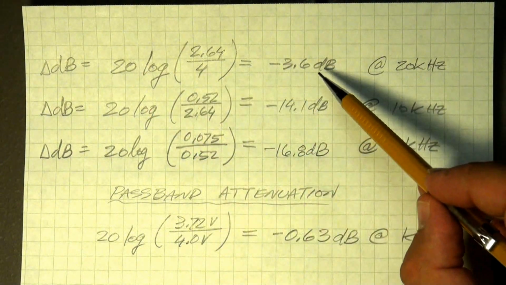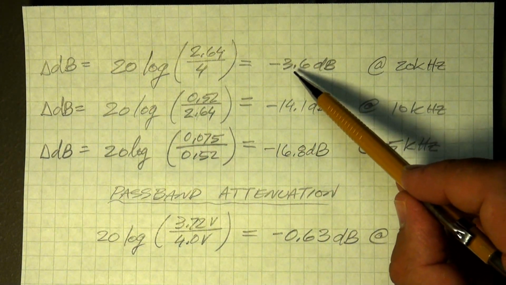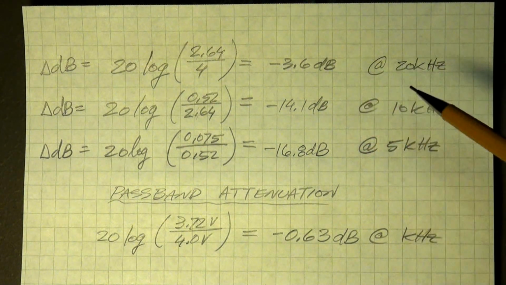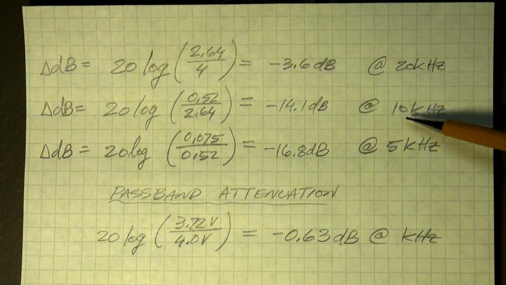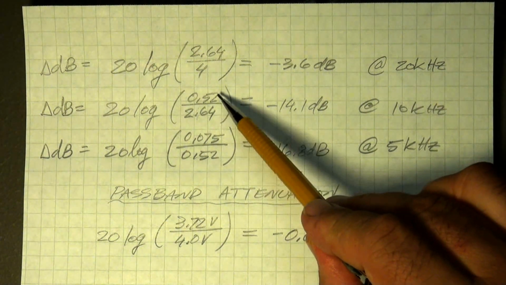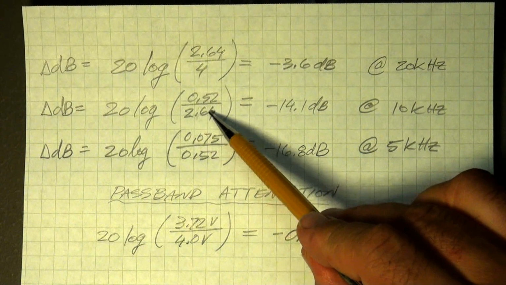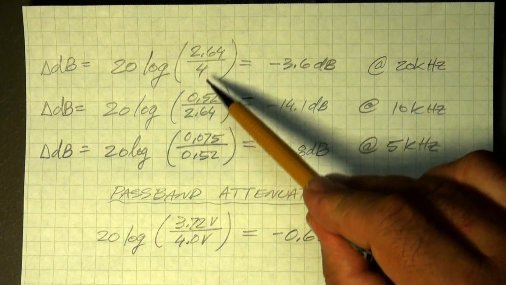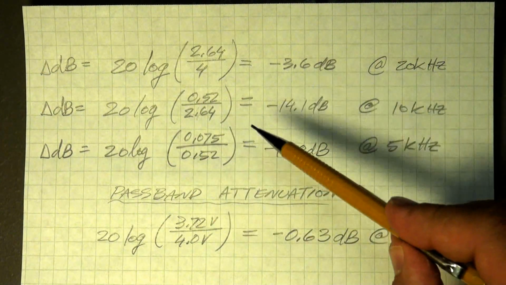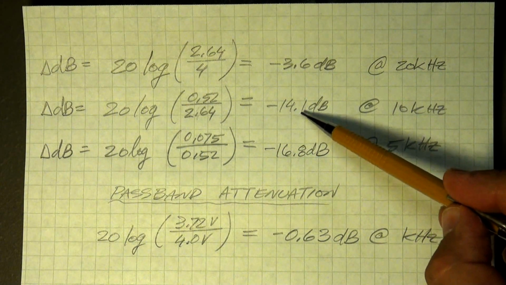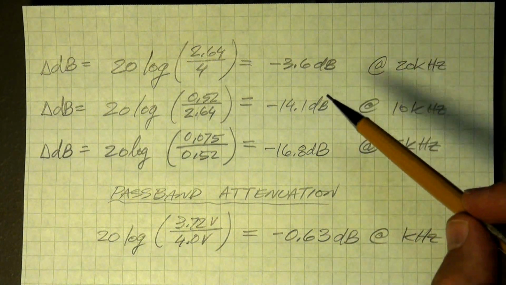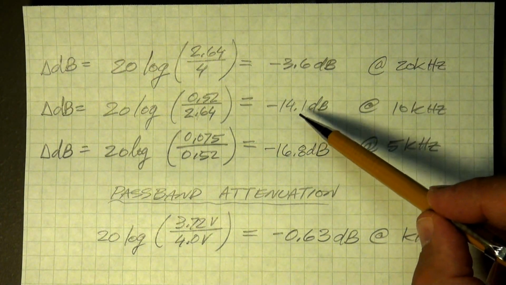So the computation yields a minus 3.6 dB drop, which is fairly close to minus 3 dB. And if I go an octave below that, half the frequency, I get 0.52 volts versus the previous 2.64 volts. So we're always looking at the change from the previous. So 20 log times that ratio is about minus 14.1 dB. Not quite 18 yet, but these could also be measurement errors.